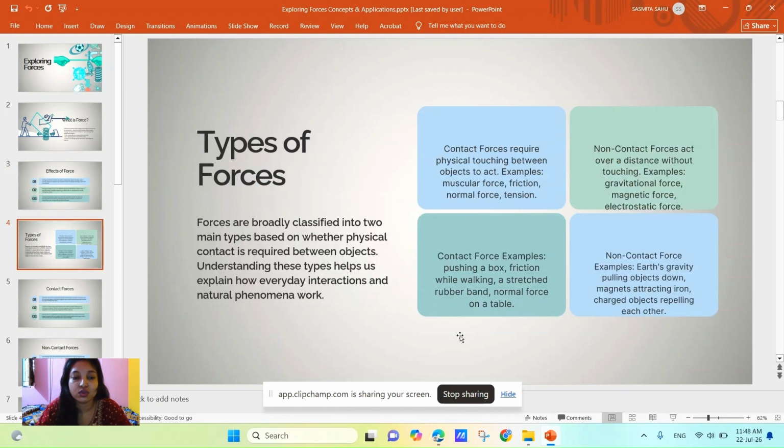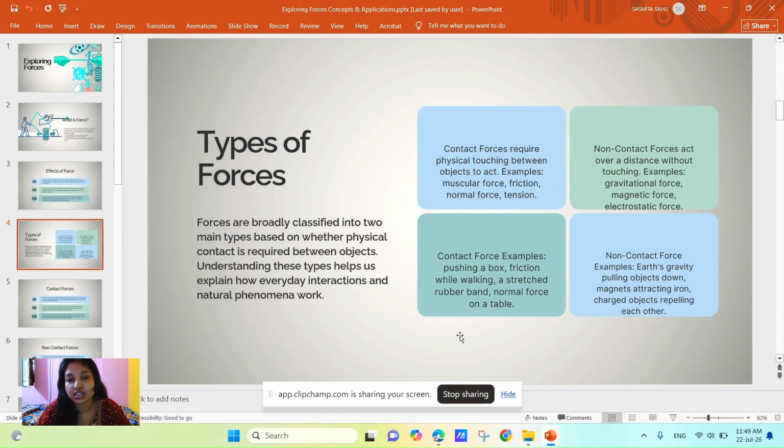Types of forces. Forces are broadly classified into two main types based on whether physical contact is required between objects. Understanding these types helps us explain how everyday interaction and natural phenomena work. Contact forces and non-contact forces. What is contact forces? The contact forces require physical touching between objects to act. Example, muscular force, friction, normal force, tension. What is non-contact forces? That is, forces act over a distance without touching. Example, gravitational force, magnetic force, electrostatic force.